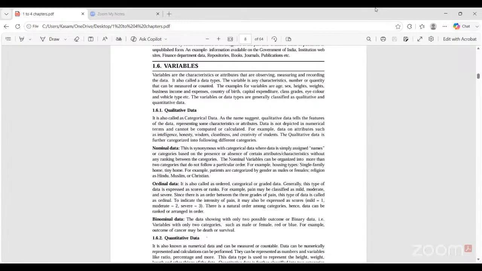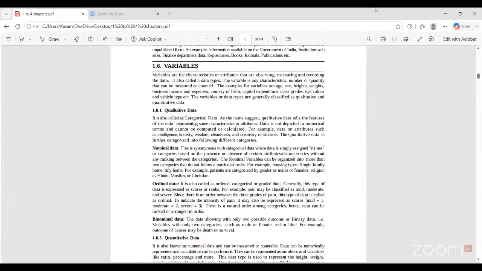See here, the variables' data are generally classified as qualitative and quantitative data. ఇంతకుముందు మీరు నన్ను అడిగారు క్వాలిటేటివ్ అంటే క్వాంటిటేటివ్ అంటే, ఇప్పుడు చూడండి. Qualitative data is also called categorical data. Qualitative data represent characteristics or attributes. The data is not depicted in numerical terms and cannot be computed or calculated. అర్థం చెప్తారండి నాకు? That is, quality is not calculated, sir.